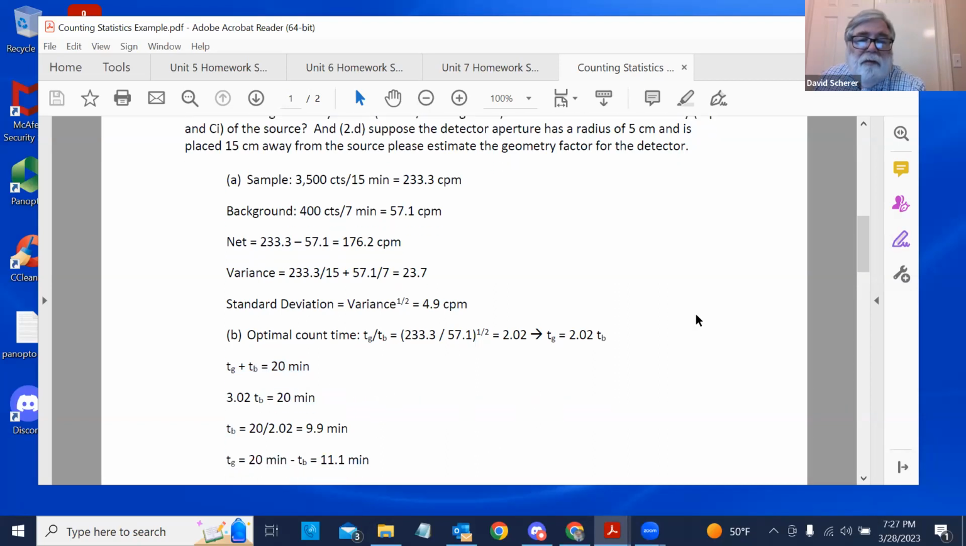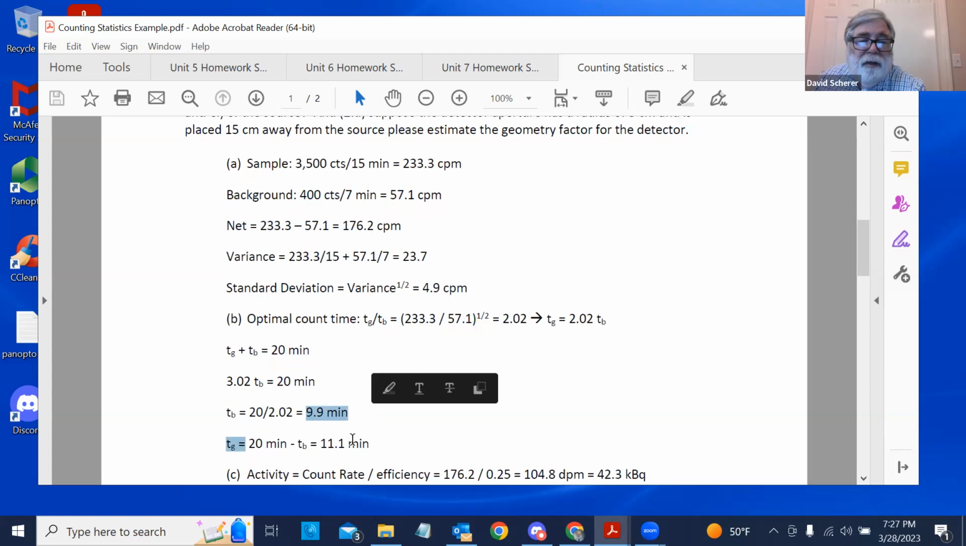So it's a 2-to-1 split. So I end up with 10 minutes. 20 over 2 is 10 minutes. Wait a minute. Oh, this should be 3.02. I did a typo. So 20 divided by 3.02 should be 6.6 minutes, not 9 minutes. 6.6 minutes for the background, and that would be 13.4 minutes for the sample.